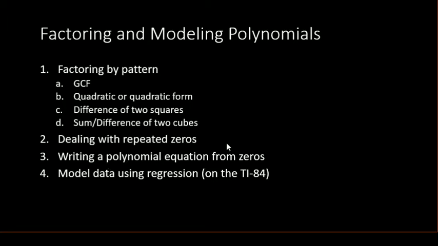We're going to also talk about dealing with repeated zeros and what that does to the graph of the function. We're going to talk about writing a polynomial equation given its zeros, and we're going to talk about using electronic tools to model data using regression. You can do this on the TI-84. I'm kind of assuming you have one of those. Desmos, which is an online tool, will do it as well.